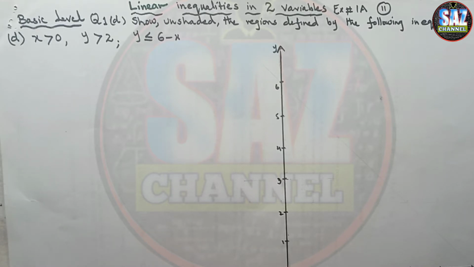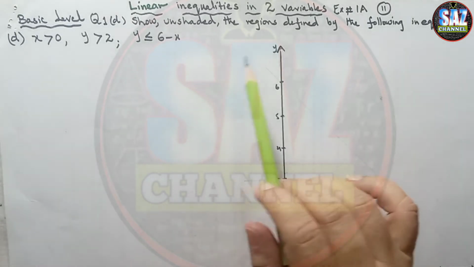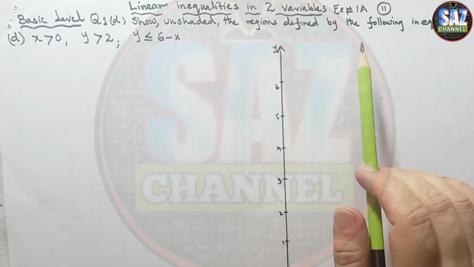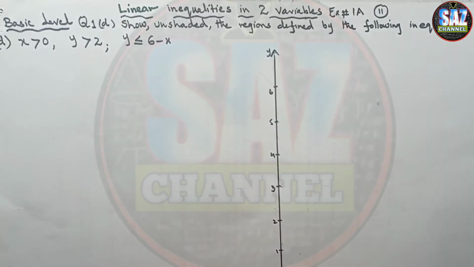This is my 11th lesson of D4, chapter number 1, exercise 1A, about linear inequalities in two variables. In this lesson, I will discuss question number 1, basic level D part, and let me read the question from the book. Question 1 says, show unshaded the region satisfied by the following inequalities.